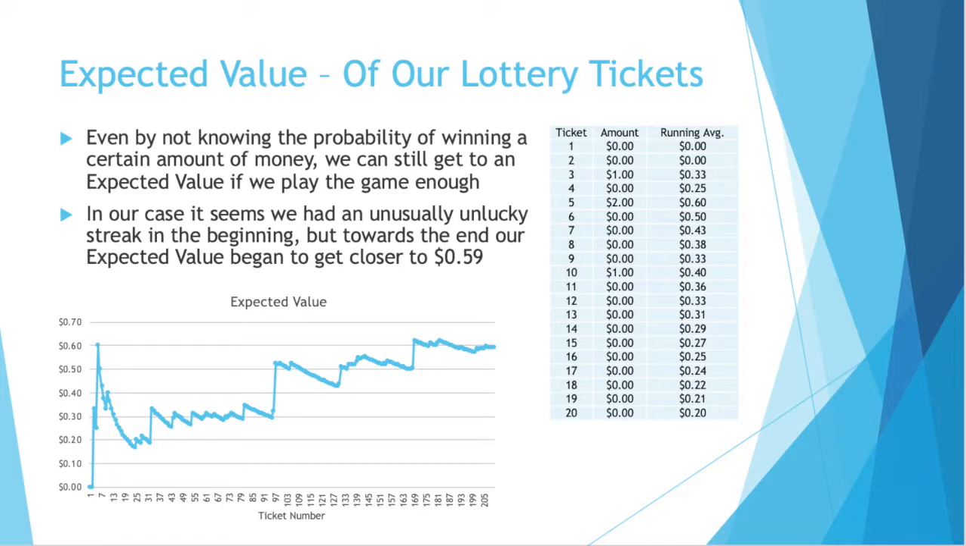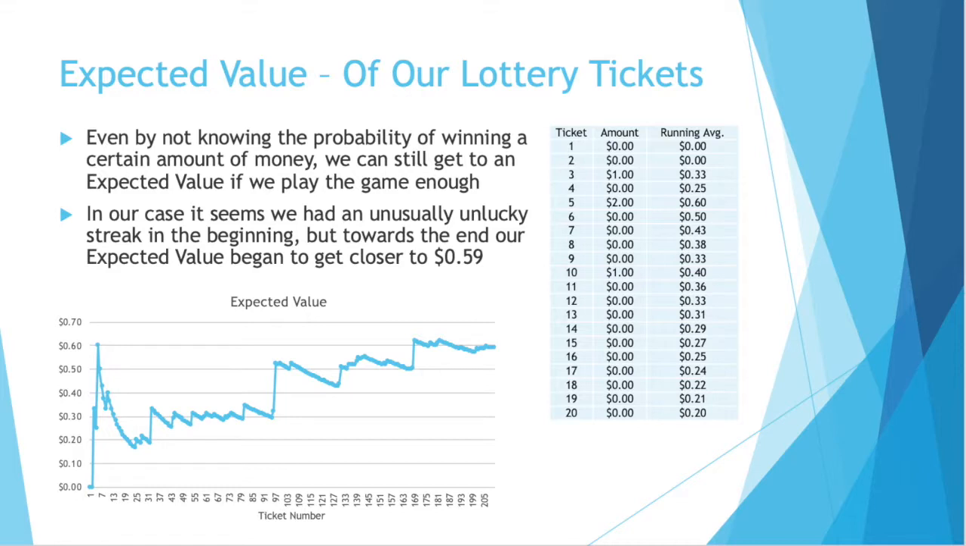I charted out the results of every single ticket and the running average, which would become the expected value. You can see we had some good wins there in the beginning, but then an unlucky streak that actually dragged us down to below what I believe the expected value is, 59 cents. But you can see as the experiment went on and on and on, and we got up to the 210th ticket, we began the trend towards that 59 cents value. And over time, with more observations, that 59-cent value would become harder and harder to change.